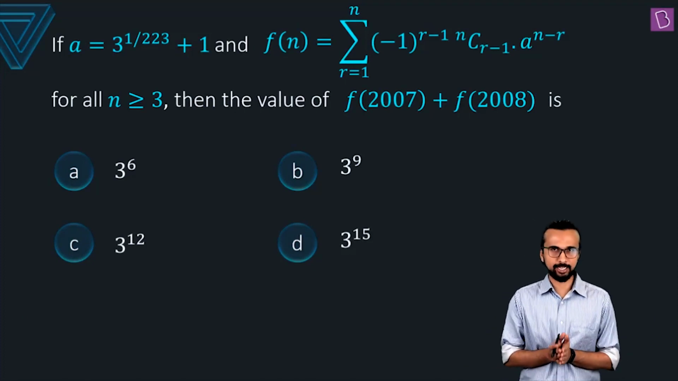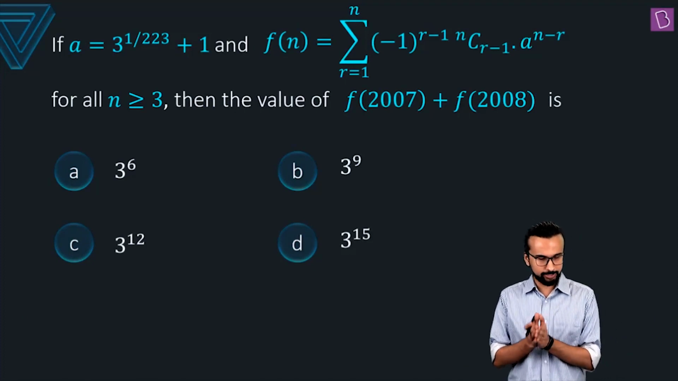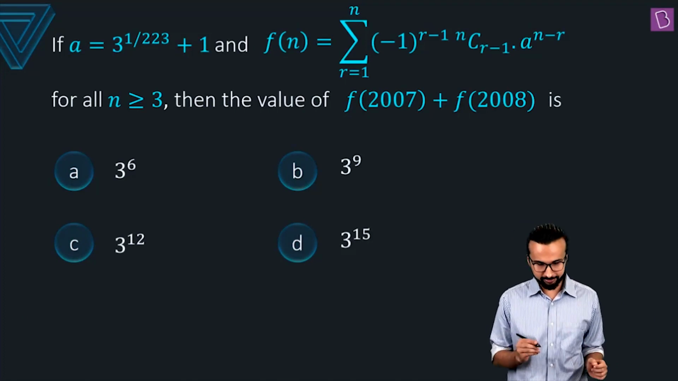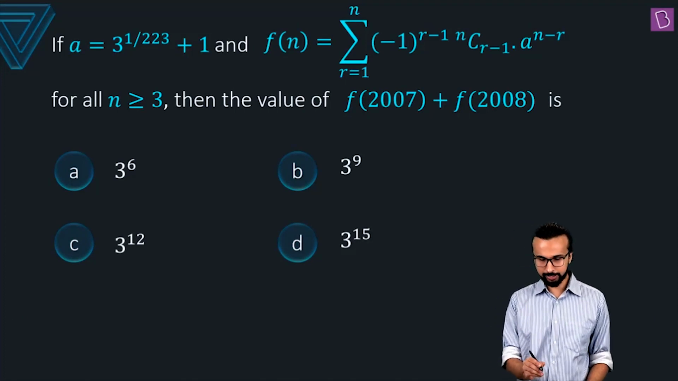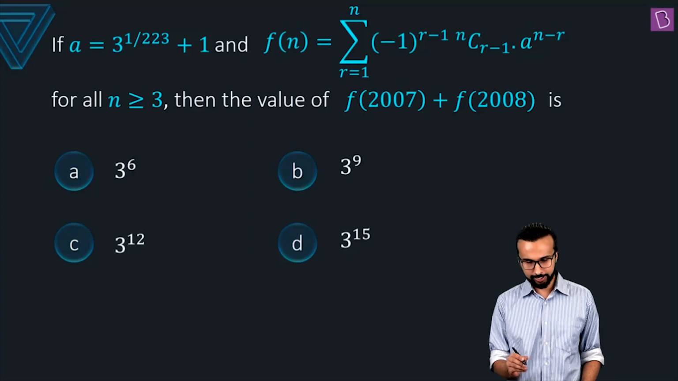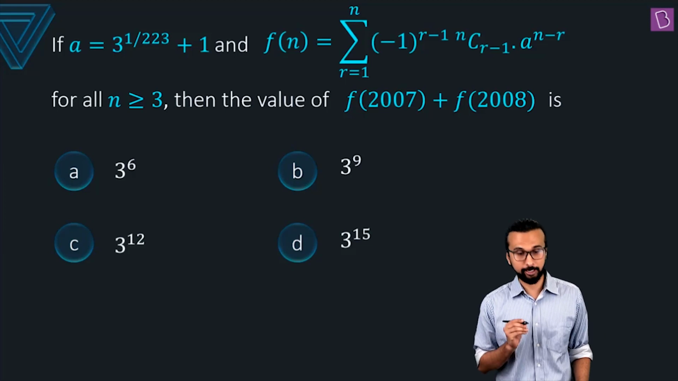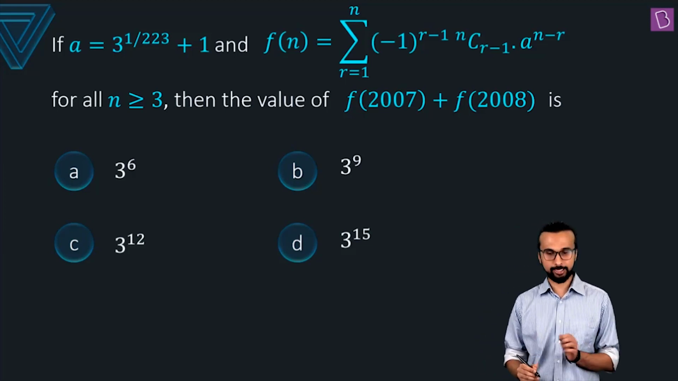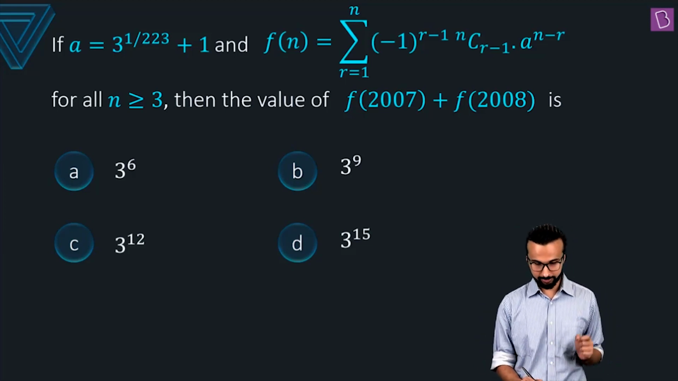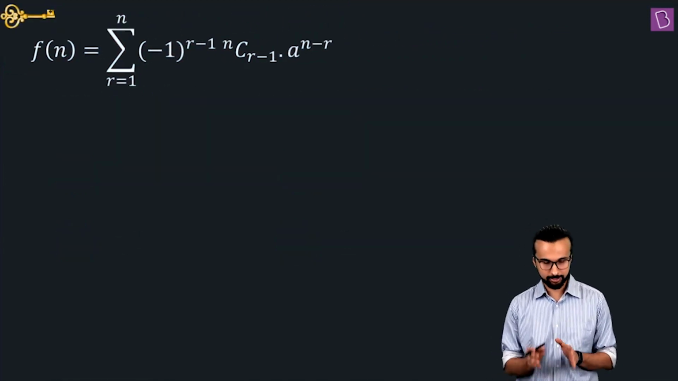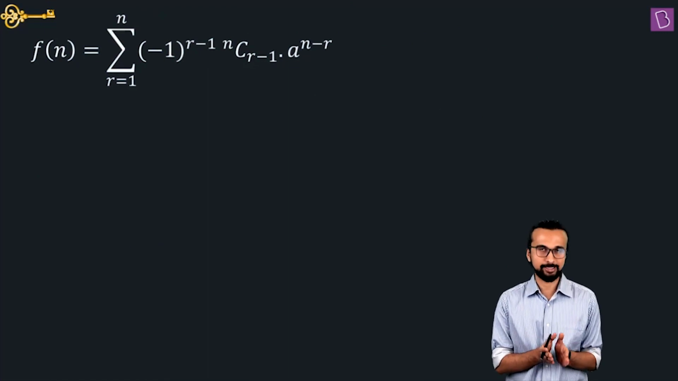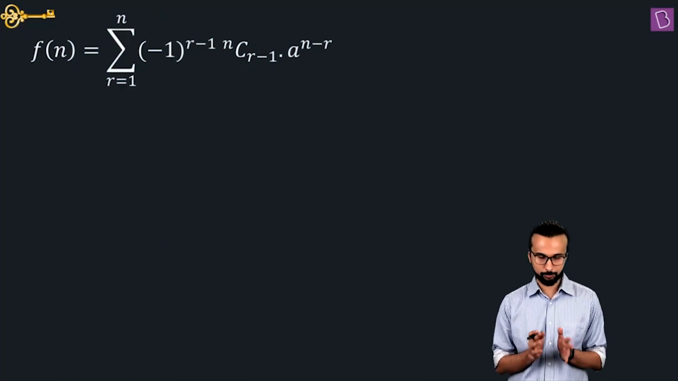Alright, this question is asking us: if a equals 3 raised to 1 by 223 plus 1, and f of n equals sigma of minus 1 power r minus 1 nCr minus 1 a power n minus r, where r moves from 1 to n. Okay, for all n greater than or equal to 3, we have to find the value of f of 2007 plus f of 2008. First, we'll have to make this look simpler. Okay, this f of n value is here. It should look simpler than what it is.